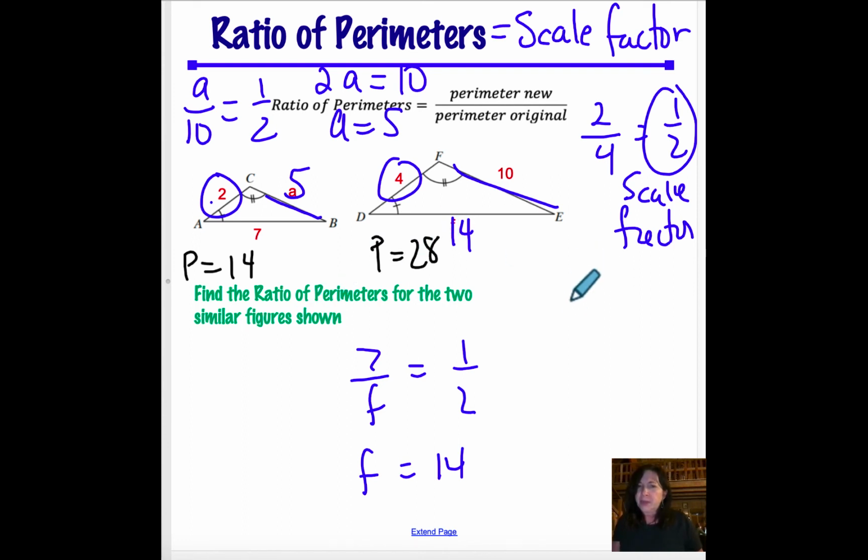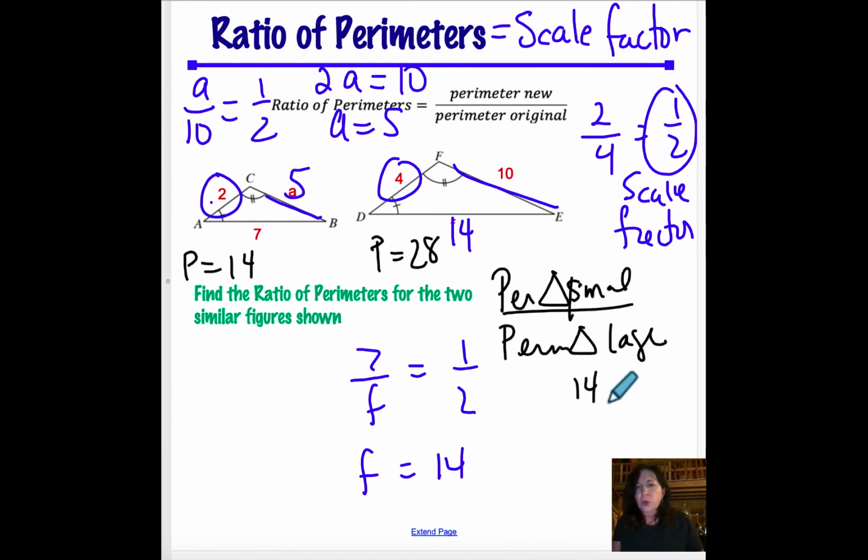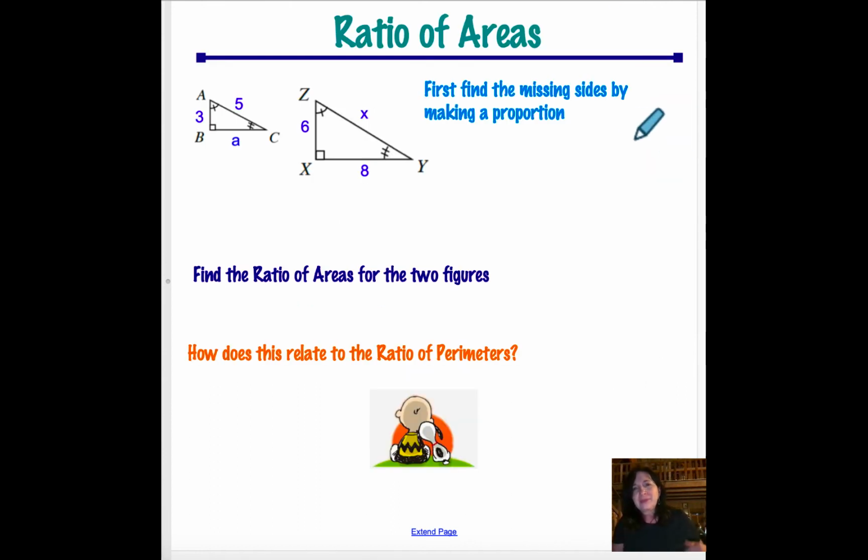So if I were to compare my two perimeters, I've got the perimeter of my small triangle over the perimeter of my large triangle. I've got 14 over 28, which is 1/2, which we knew because of the last problem, which was our scale factor. The ratio of areas is a little bit different because we know that the ratio of the perimeters is equal to our scale factor, right?